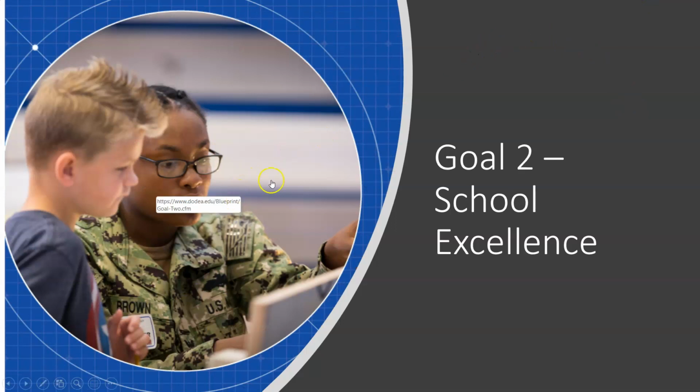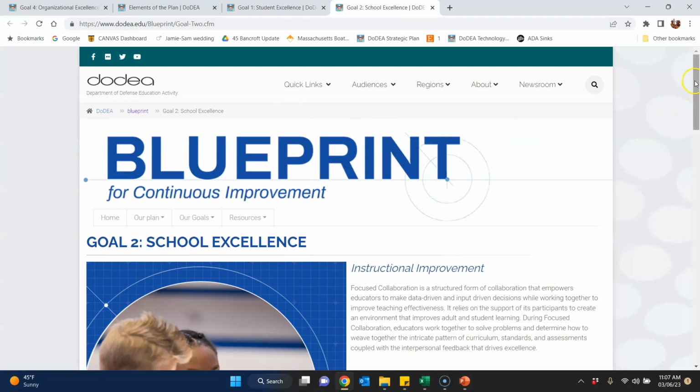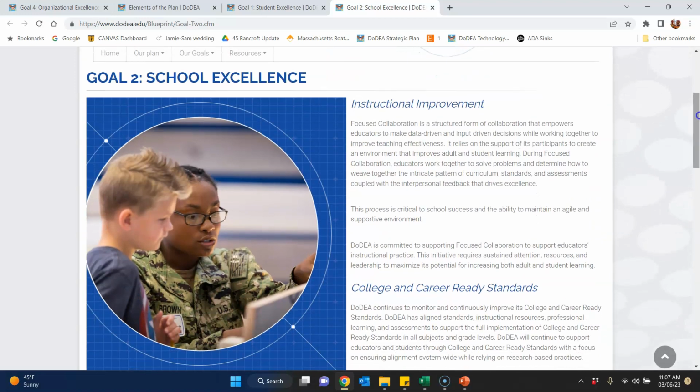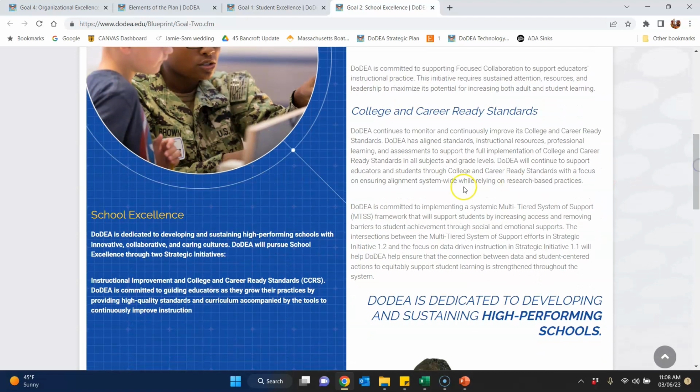Goal 2 is school excellence. Now, if you remember, school excellence did not come down under any of the specific focus areas, but that doesn't mean that it's not important. So instructional improvement, I would say that that's something that you're going to be thinking about, whether it's differentiated learning for students or looking at raising test scores across the board.